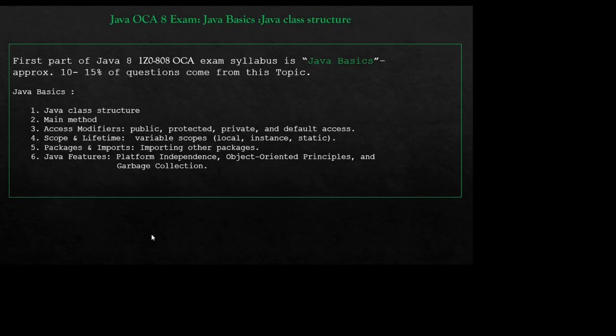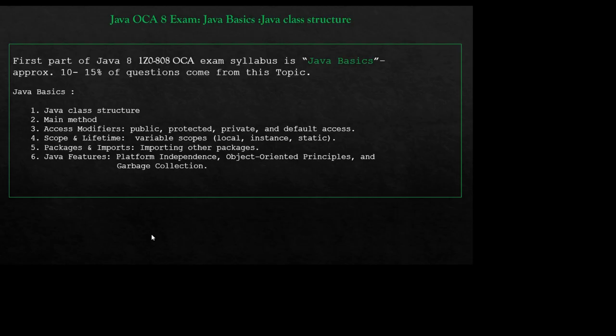You can import other packages or libraries. And then Java features like why Java is platform independent, then object-oriented principles, and garbage collection. So let's start with Java class structure. What is a Java source file basically?